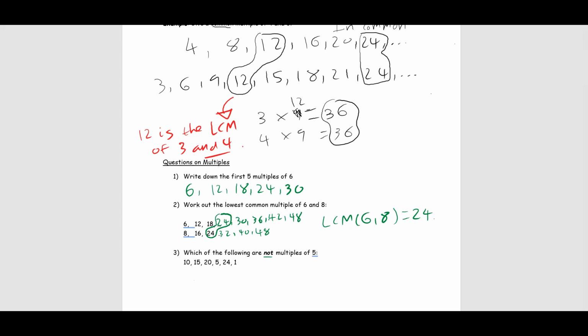So if we consider the 5 times tables, we have 5, 10, 15, 20, 25, 30, and so on. Now we can see that 10 is in the list, 15 is, 20 is, 5 is, so all of those are multiples of 5. Well, 24 isn't in the list, so it isn't a multiple of 5, nor is 1. And with 1, people often make the mistake and say, well, 1 times 5 is 5, but 1 is not a multiple of 5. It's actually something else. It leads us into the idea of a factor. So just bear in mind, 1 is not a multiple of 5.